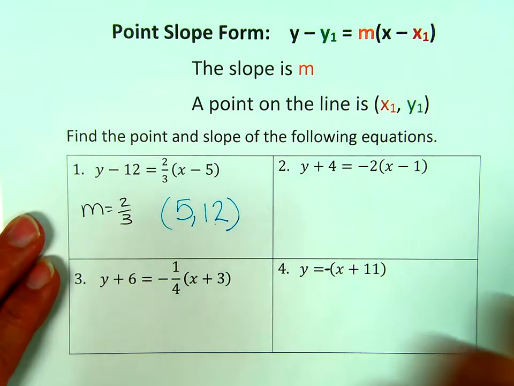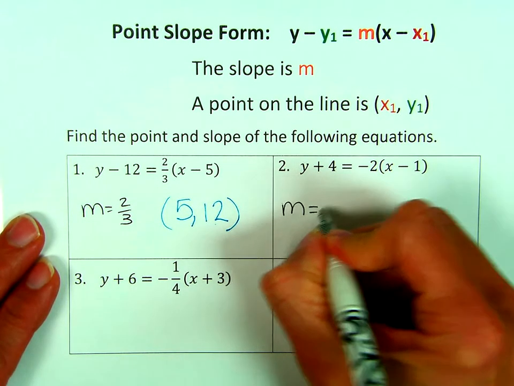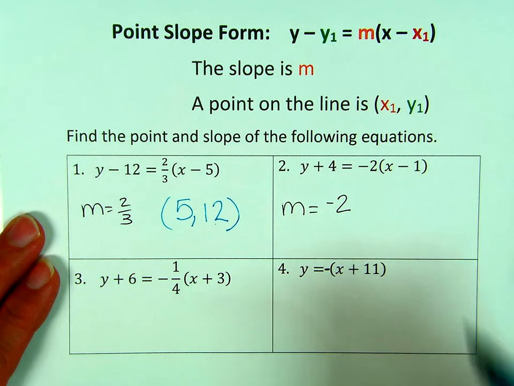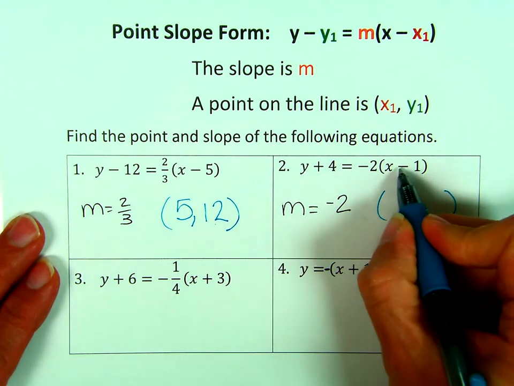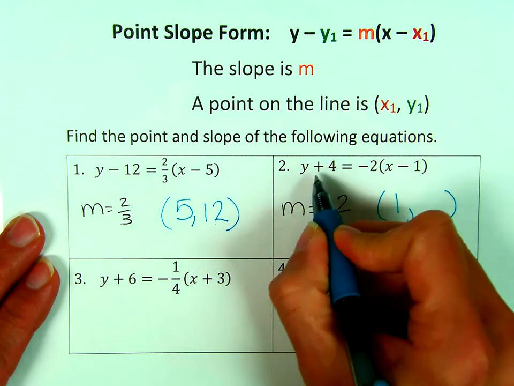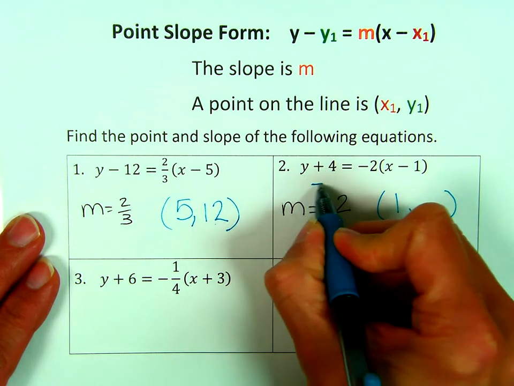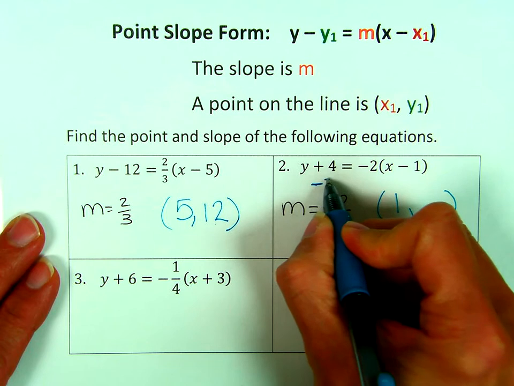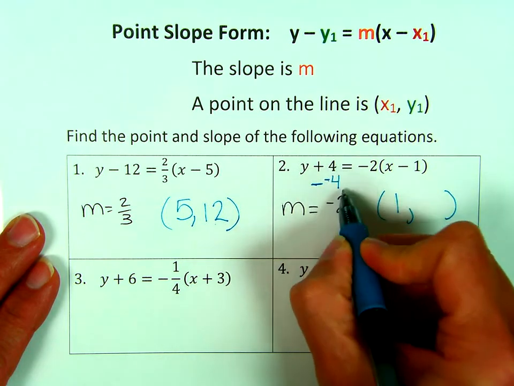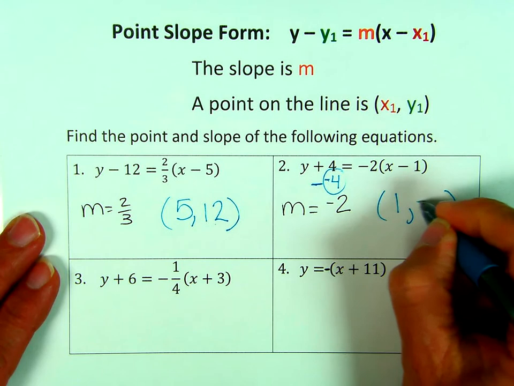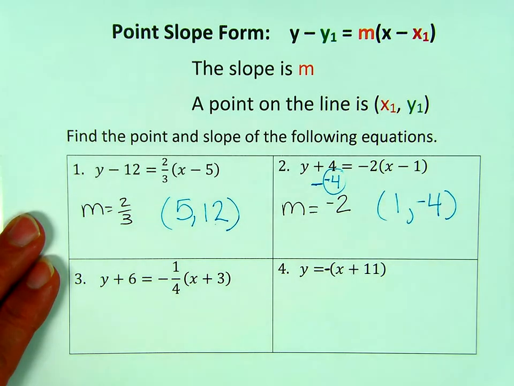Okay, let's try the next one. The slope is super easy. It's the one in front of the parentheses. That's negative 2. And now I'm going to find the point. So remember, if it says minus 1, I know my coordinate is 1. But if it said plus 1, if the original formula, which was minus, how do I get a plus? I would have had to say minus a negative 4, and then that would have been my y-coordinate. So I have to remember it's the opposite of what I see there.